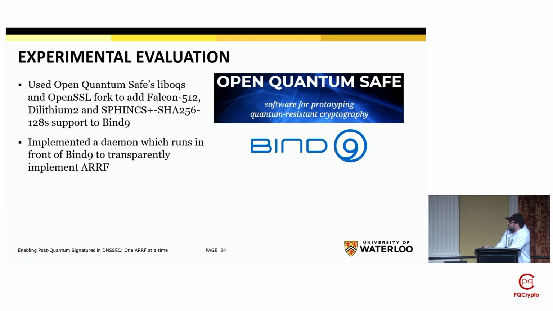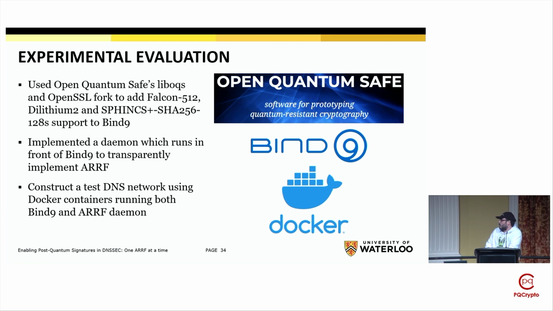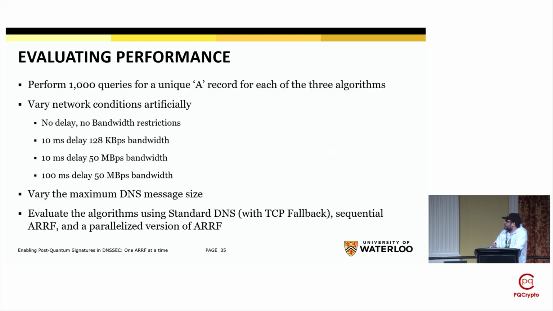We then implemented a daemon which will run in front of BIND 9. So as far as BIND 9 is concerned, it doesn't know what ARF is, it doesn't care, it just responds to messages as if it was normal. And then the daemon will intercept these messages and perform ARF transparently. And then in order to set up our network, we use Docker and NetEm to set various network conditions.